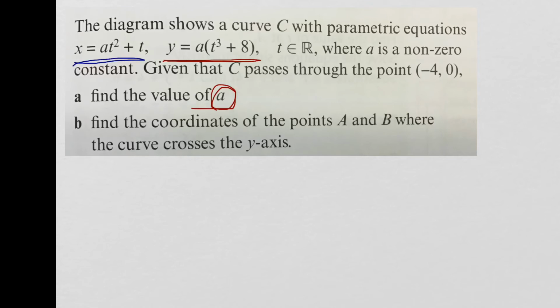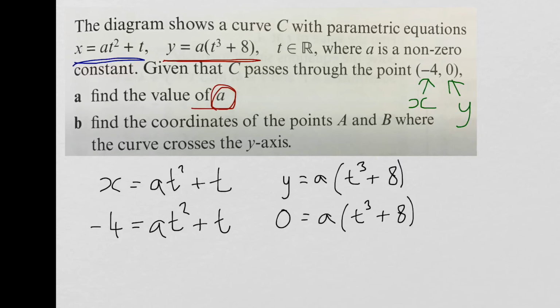We know our coordinates along the corridor up the stairs, so that means that this first coordinate, minus 4, represents the value for x, and this second coordinate of 0 represents our value for y. So what we will be able to do to calculate the value of a is substitute those in. So this is what we'll get when we substitute in those values. Minus 4 is equal to at squared plus t, and 0 is equal to a, brackets, t cubed plus 8.